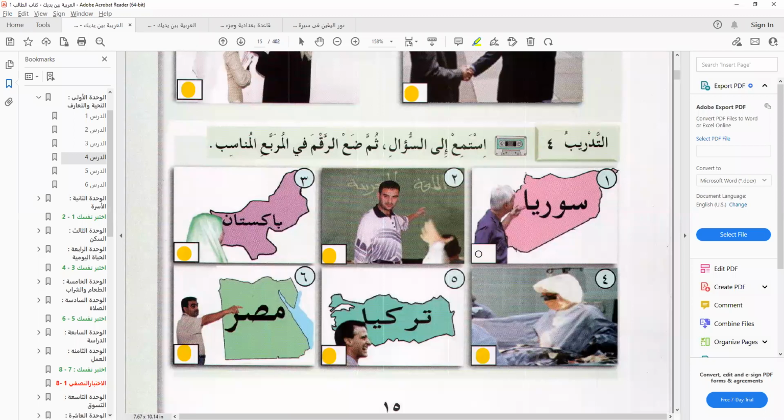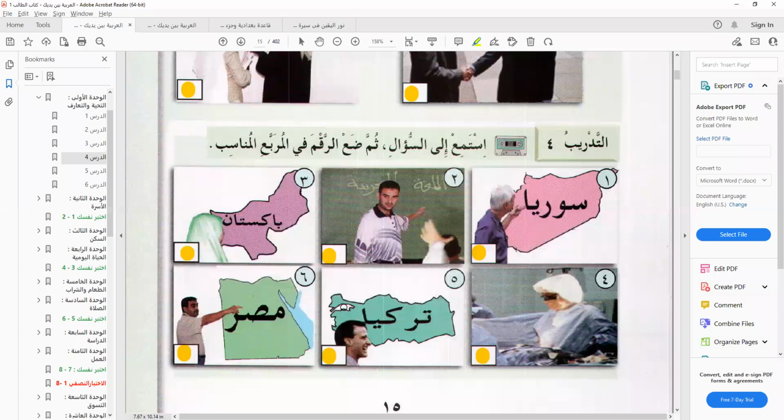If it is Min aina anta, then it is this. Ana min Syria. Then if you have Al anti Pakistaniya, then we have this lady. Naam. Ana Pakistaniya. So this is this simple. Then we have simple conversations.